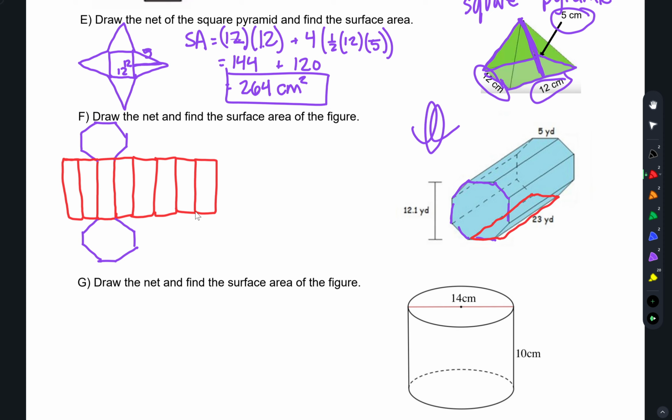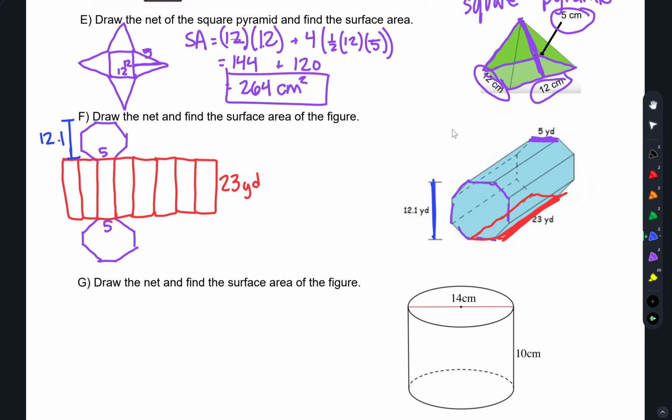When we're drawing these nets, we need to make sure that we add in some labels. So the length of one of those rectangles, or aka the distance between the 2 bases, is 23 yards. One side of my octagon is going to be 5 yards. And then one height of my octagon, from bottom to top, is 12.1 yards. Everybody cool with that?